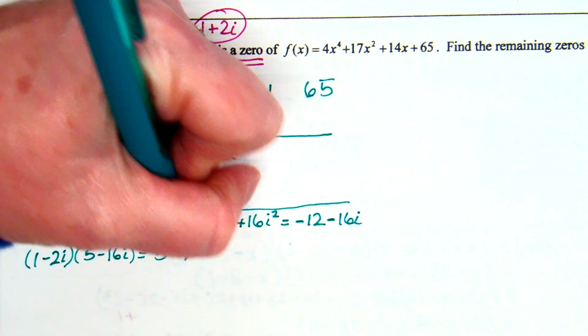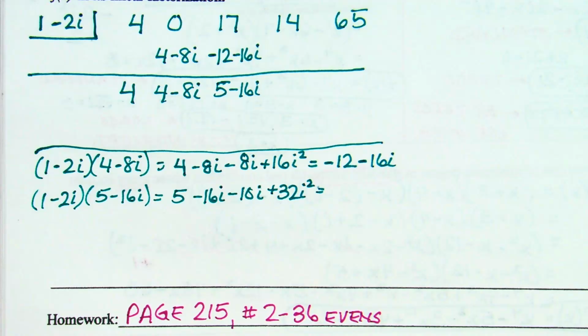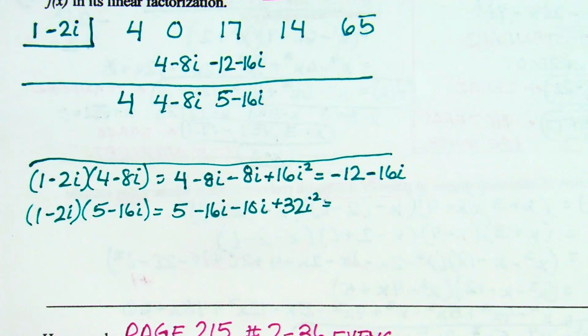5 plus 32i squared is 5 minus 32, negative 27. Negative 16i minus 10i, minus 26i. Of course. So now I have negative 27 minus 26i. And we're adding that to 14. 14 plus negative 27 is negative 13 minus 26i.